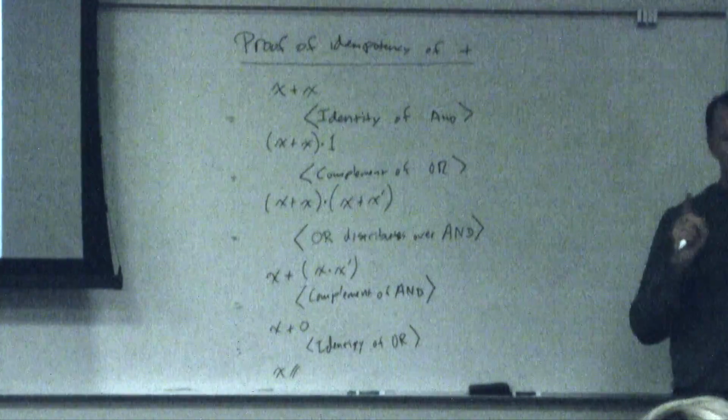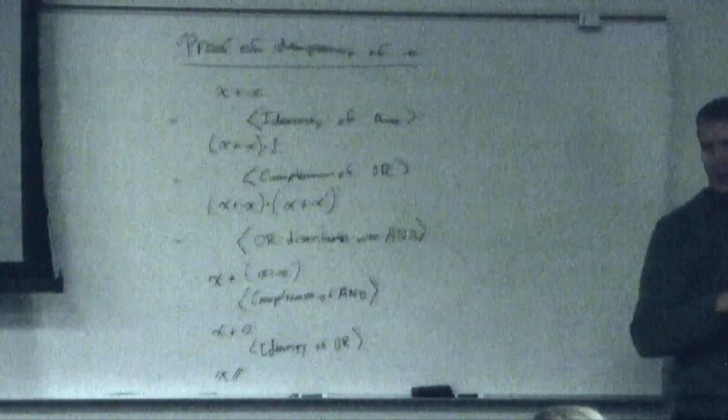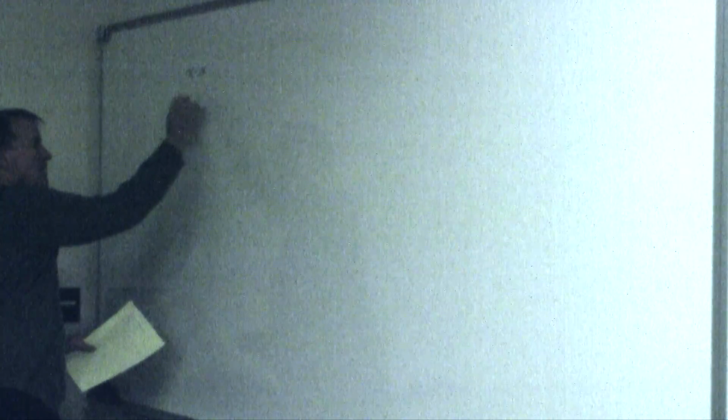Now, let's do another one really quick. Who was last? I did the last one. You did the last one. Okay, watch this, Annie. Let's do a dual proof. What are we proving? Idempotency. Now watch this. The dual proof: instead of starting with X and X or X, let's start with X and X.